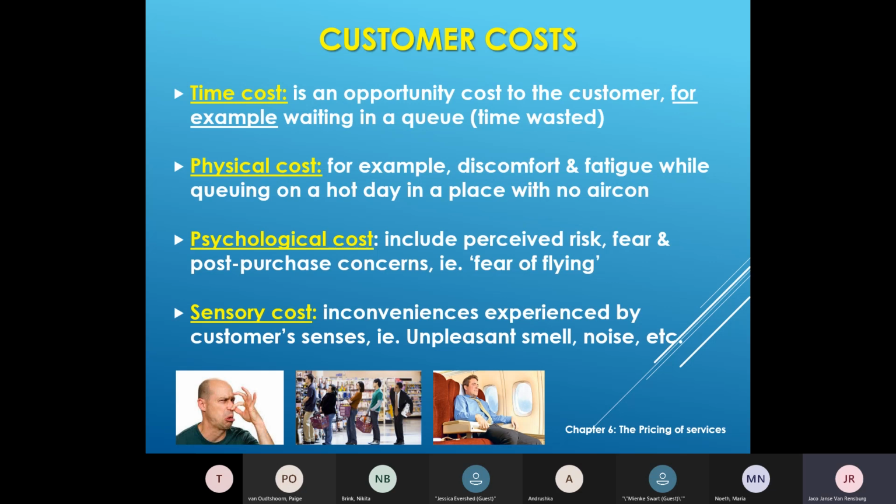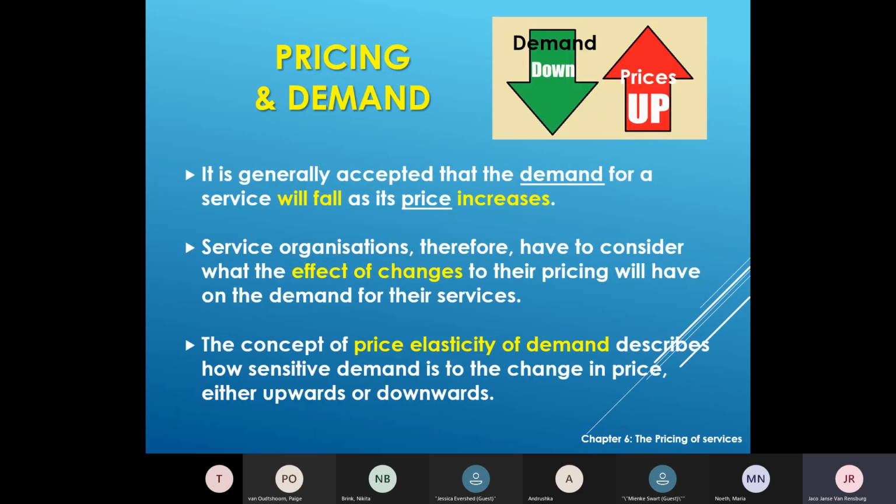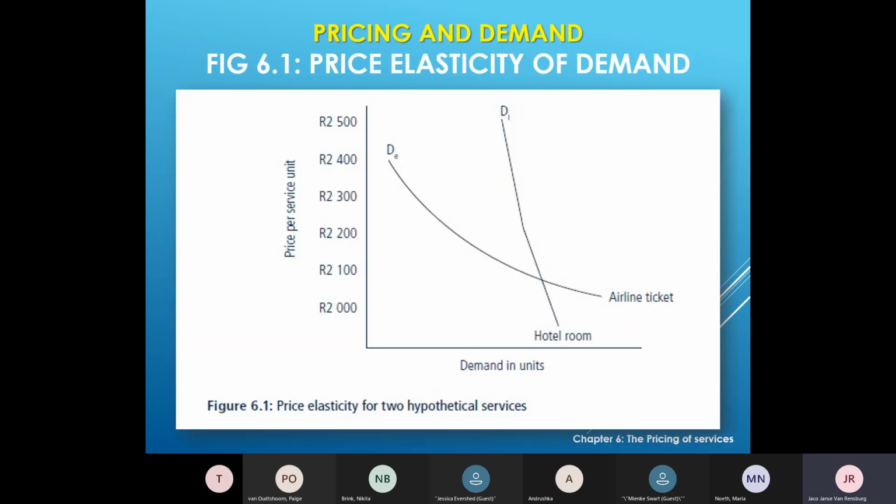Right, let's go to price and demand. Now this is quite interesting, because this also impacts on what is perceived to be valuable or not. We all know that generally, if the demand for a service drops, it is usually because there was an increase in prices. So if the price of a particular product increases, usually the demand drops. The opposite is also obviously true. It's different though, because we need to look at the elasticity of demand. In other words, what is elasticity of demand, and what is inelasticity of demand?